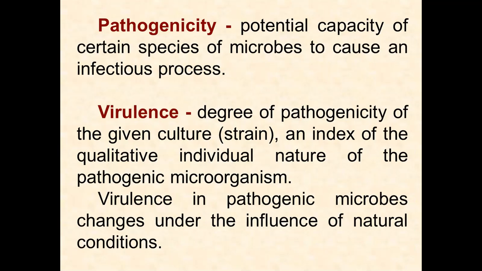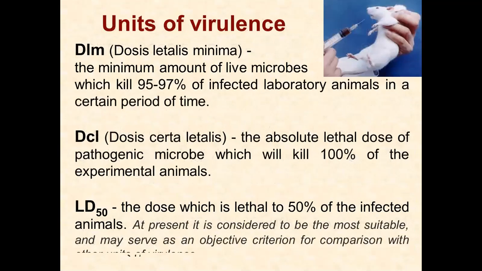The virulence is degree of pathogenicity of a given culture or strain of microorganisms, and it is an index of the qualitative individual nature of the pathogenic microorganisms. Virulence can be changed under the influence of environmental conditions. We can measure the virulence, and we have special units for measure. It is the DLM, or dosis letalis minima.